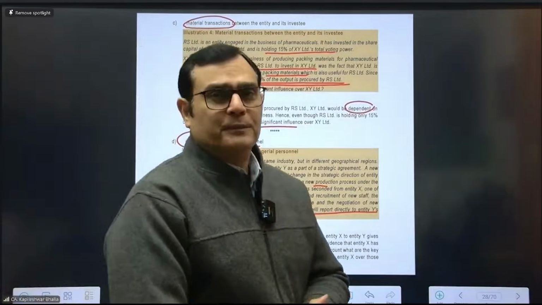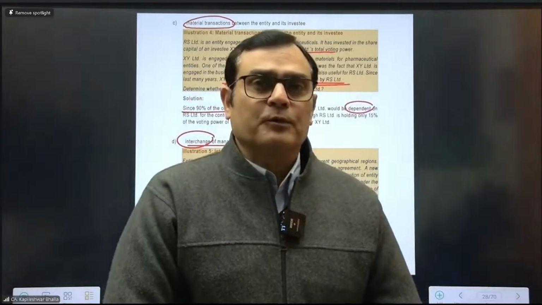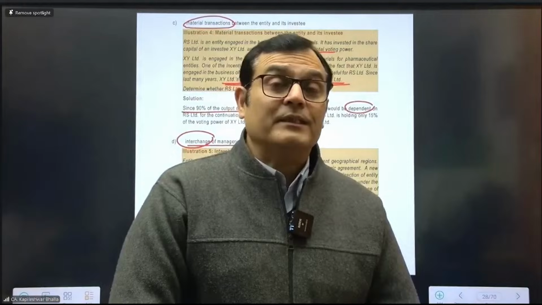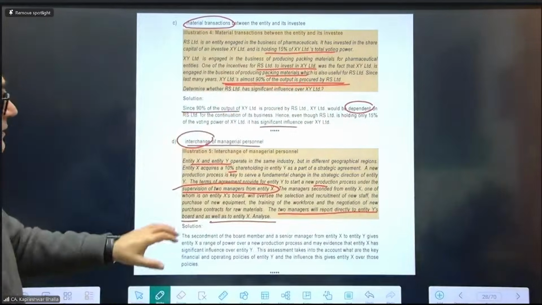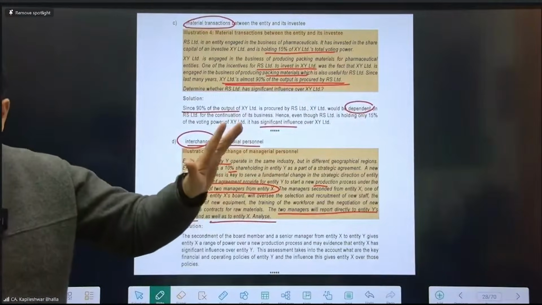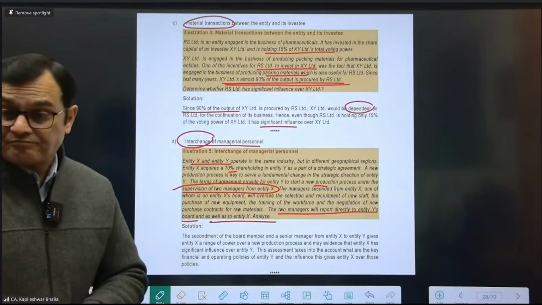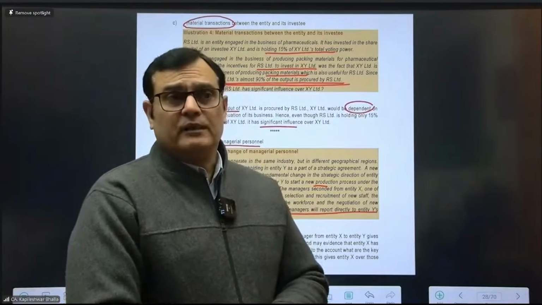I think those key management people who are the decision makers of the company are supposed to be appointed by the investor. So in this particular case, since there is a common managerial person, definitely significant influence will come. So are all the five factors to be considered for substance over legal form?